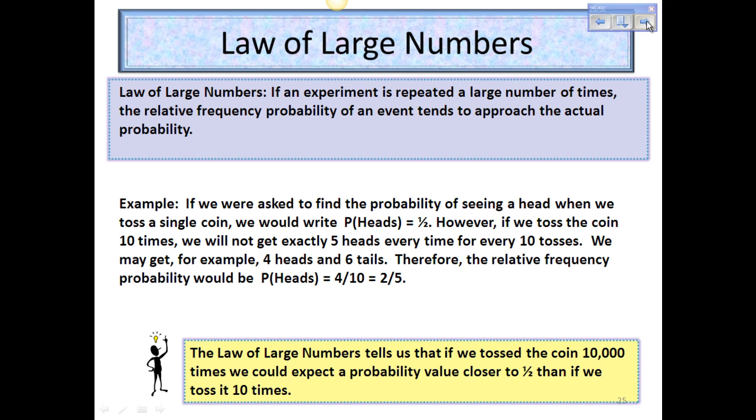But the law of large numbers says the more times we do that, if we toss the coin 10,000 times, we could expect a probability value closer to the actual 1/2 than if we only tossed it 10 times.